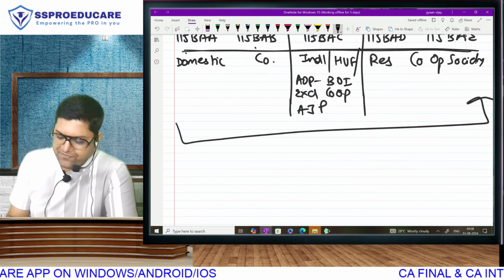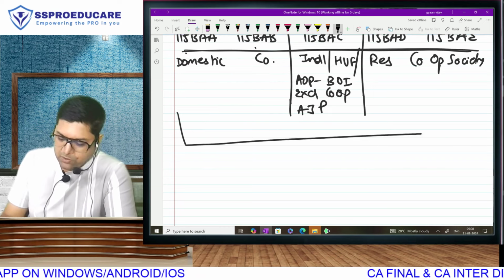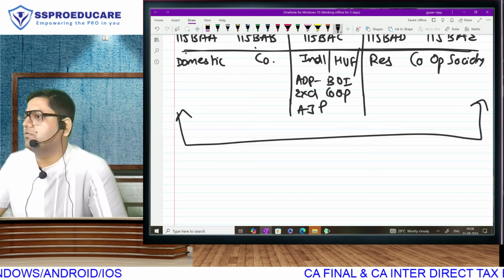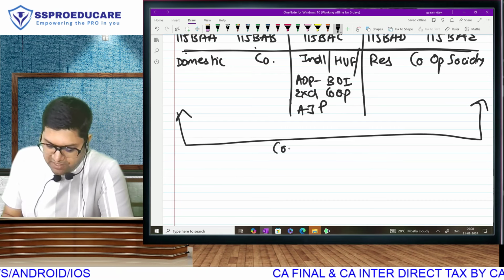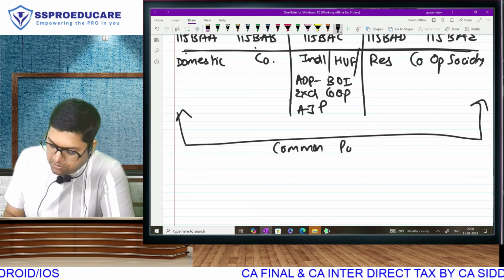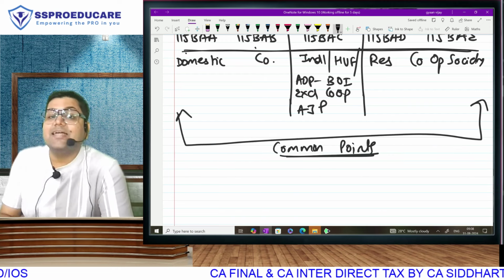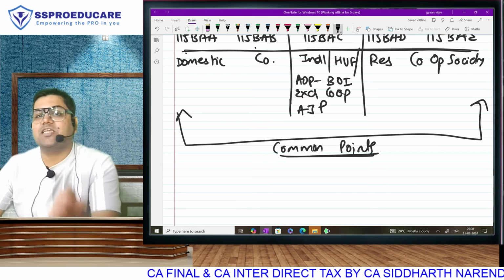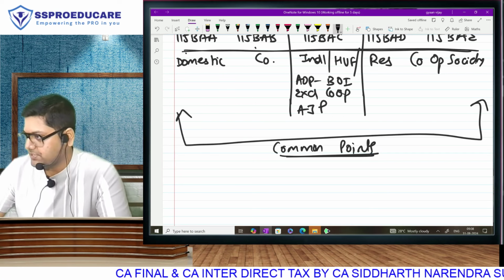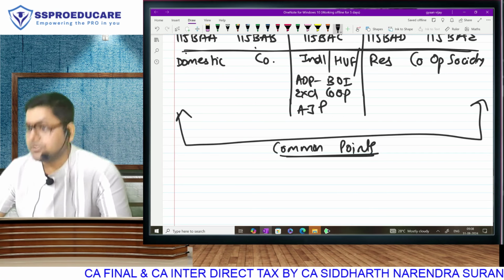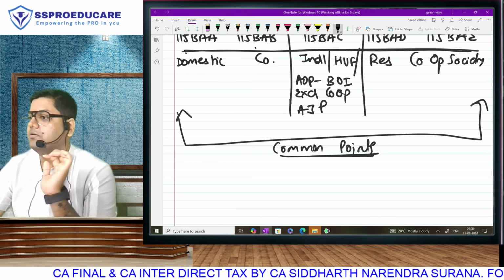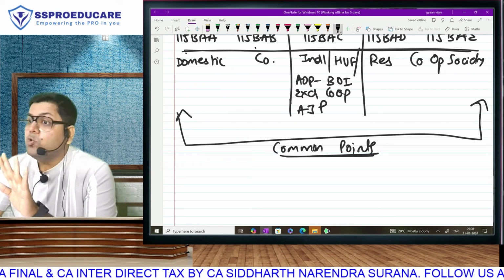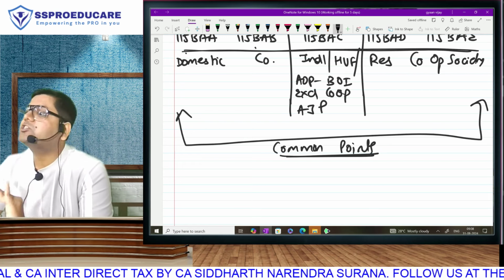All the 5 sections are obviously different, applicable to different assessees. The rates also will be different. The terms and conditions, the rules and regulations will be different. But in these 5 sections, there are some common points. There are certain things which are common across these 5 sections. So we have to first learn what those common points are. That applies to all of them. You can call them features of the new taxation regime.